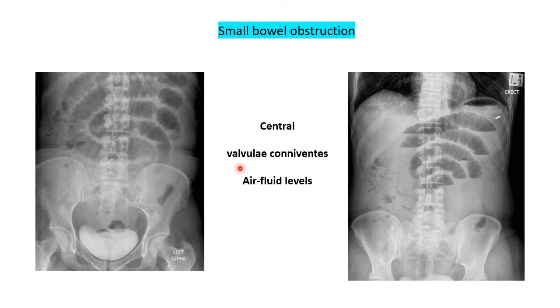These X-rays show you the features of small bowel obstruction. Small bowels are usually distended and occupy the center of the abdomen, and on erect view they also have multiple air fluid levels. Anything more than 5 levels is significant of obstruction. And this distended small bowel has valvulae conniventes, which run through the whole width of the dilated small bowel, and air levels are seen on erect view.